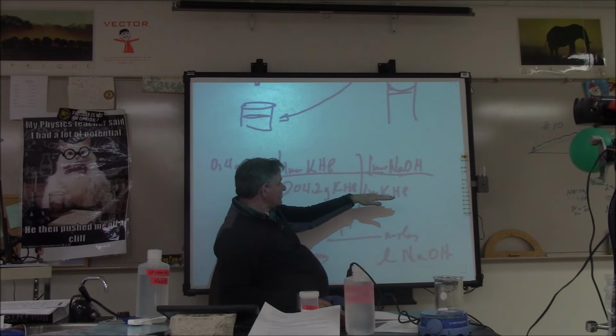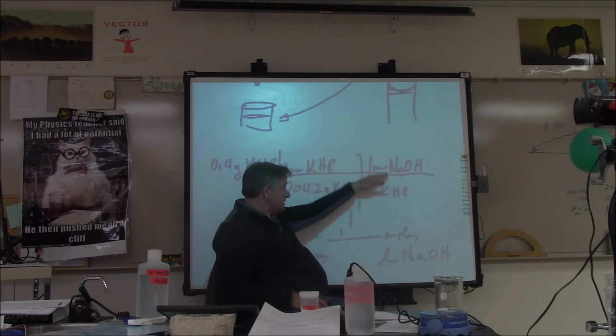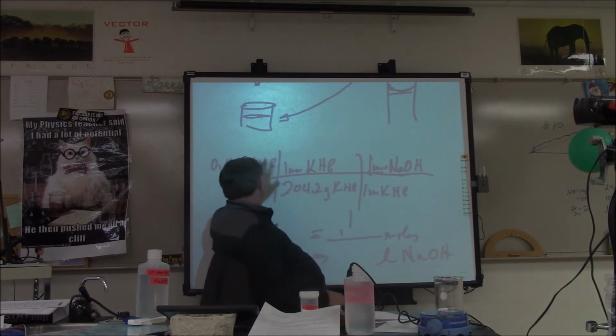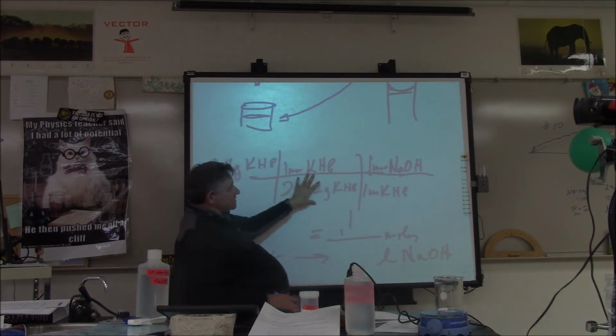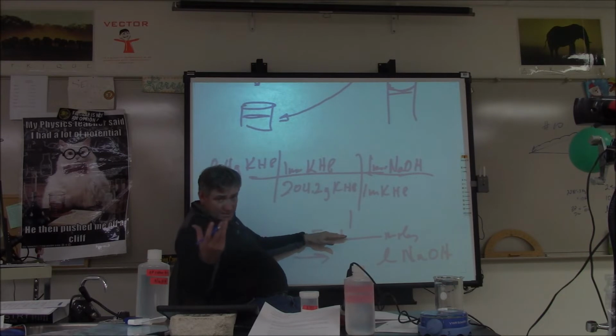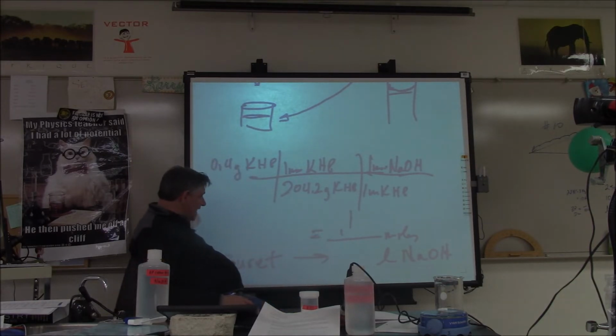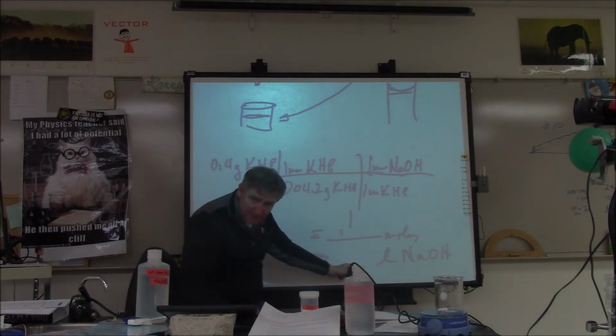There's a 1-to-1 ratio of moles of KHP to sodium hydroxide. So basically, you're going to take this mass divided by 204.2. That's going to give you the number of moles of sodium hydroxide. But you want molarity. Then you're going to take that and divide that by how much sodium hydroxide came out of that burette.